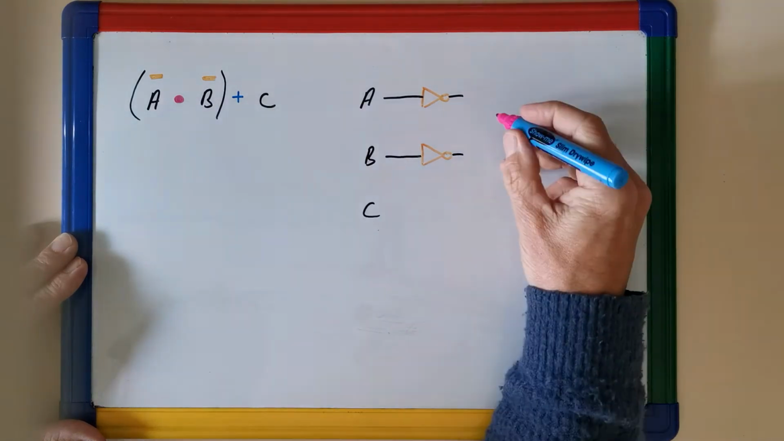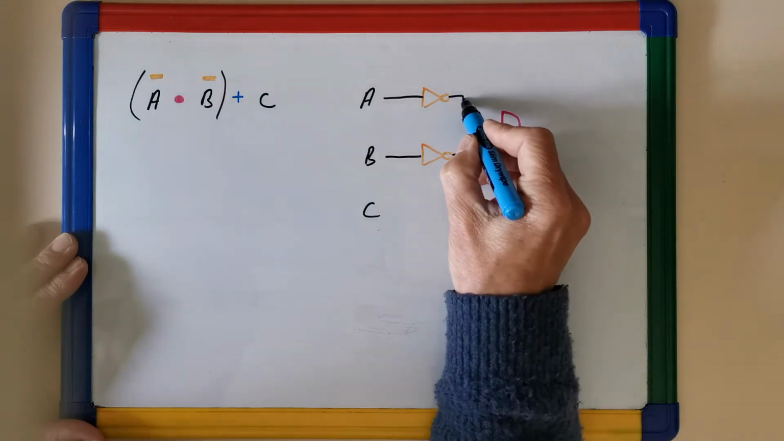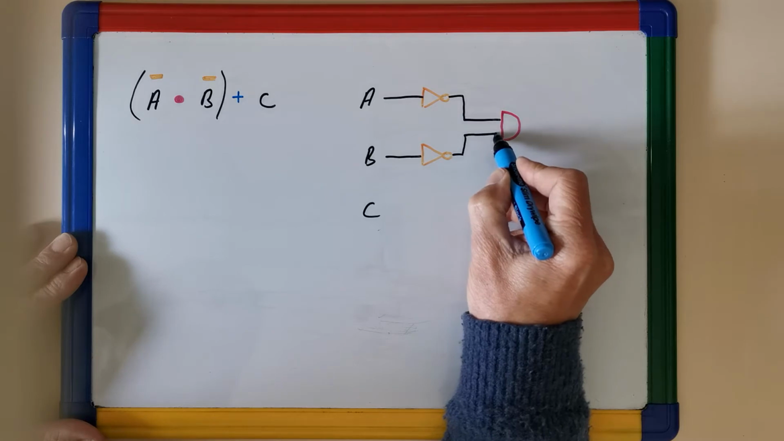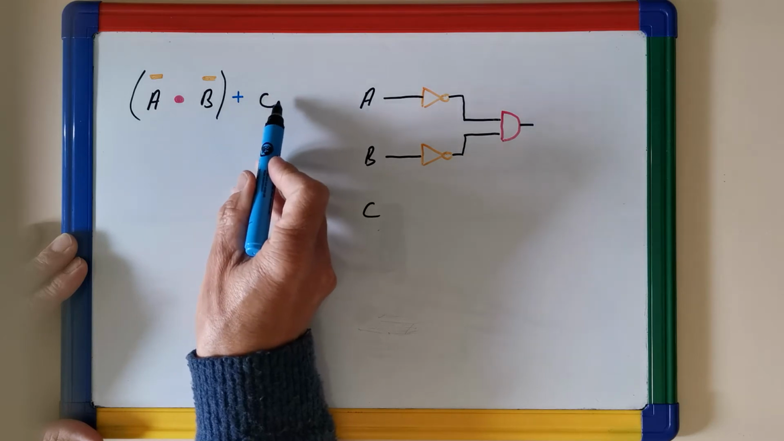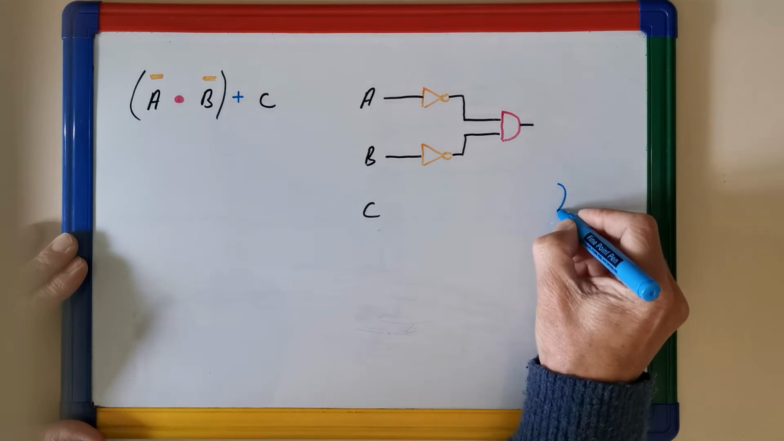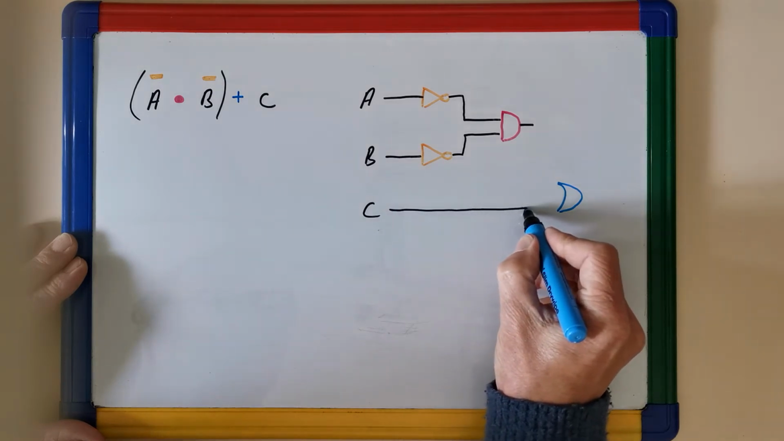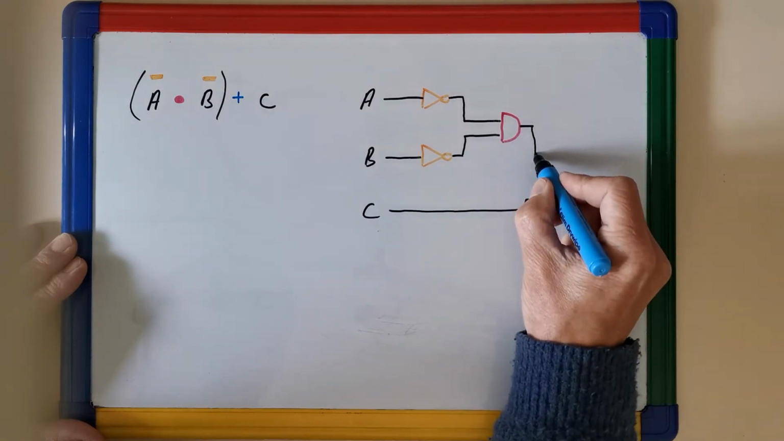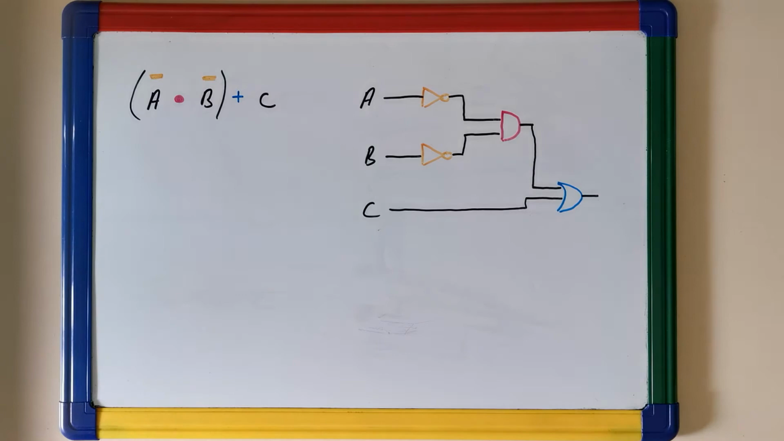These are combined with an AND gate. And all of this bracket goes along with C into an OR gate. So there we go. Next example, we're going to leave behind the different colors now.